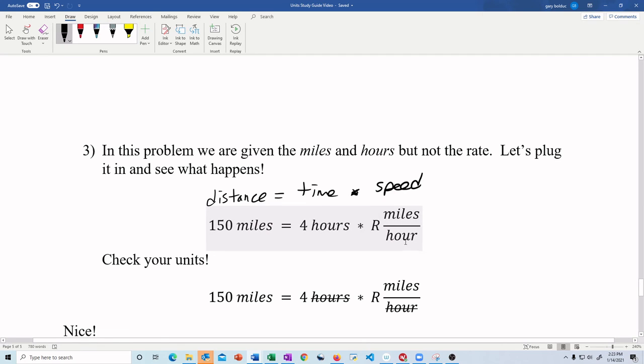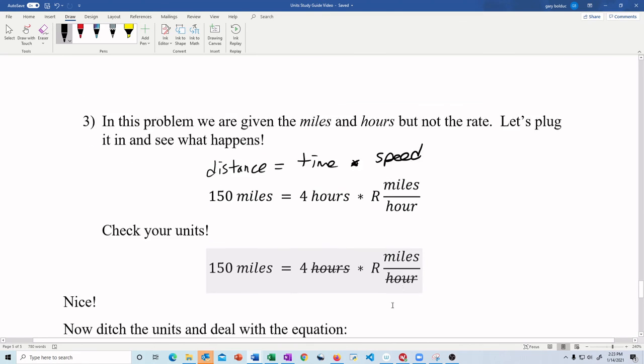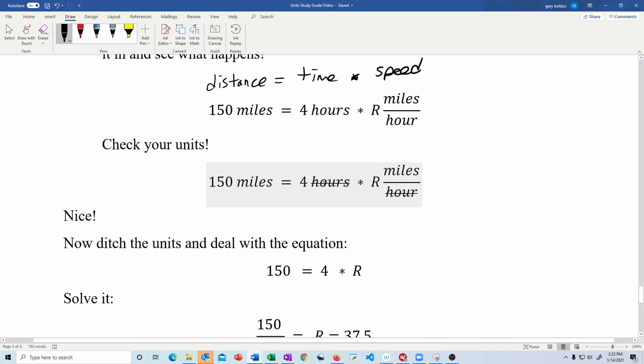So miles per hour, that's our speed. Hours, that's time. Miles. So let's just double check your units. Hours cancels with hours. Awesome. Perfect. So then we know that we're good with units. We know our formula is correct. So do your solving. 150 equals 4 times r.